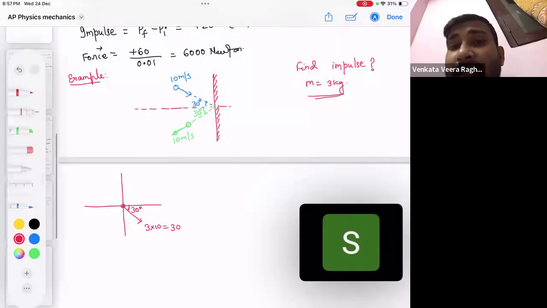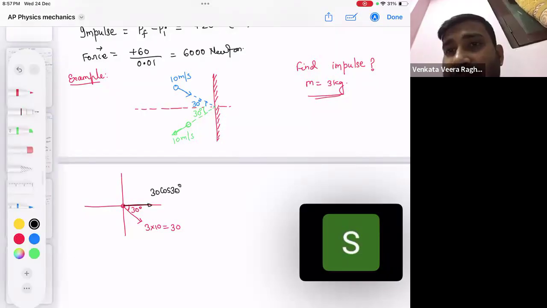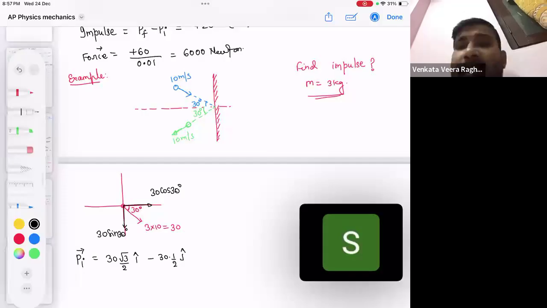So can we say my initial momentum has 30 cos 30 as this component and 30 sin 30 as this component? So if I write my initial momentum, will I get 30 cos 30 with i cap and 30 sin 30 with minus j cap? Please tell me, is this part clear?